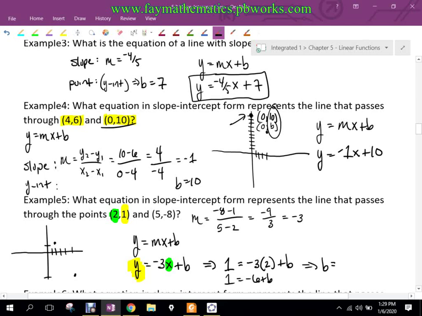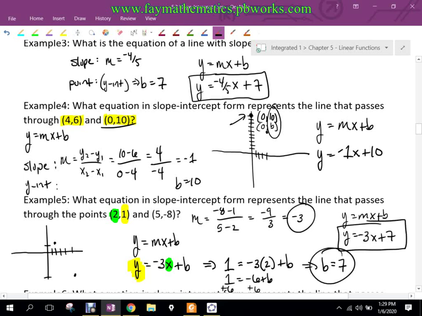What's b going to be? We're going to add 6 to both sides, right? So b is 7. Can I go back to my y equals mx plus b now? What was m? Negative 3, right? What was b? b ends up being 7. Okay?